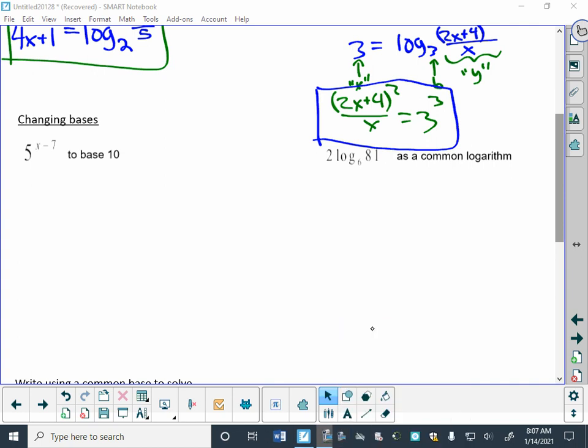Actually, I think what we'll do is, looking at this, we want to write this as a power of 10. So somewhere in the back of my head, my question is, can I write 5 as 10 to some power? Okay. Is it possible to do that? Well, if I rewrote this in its logarithmic form, right?